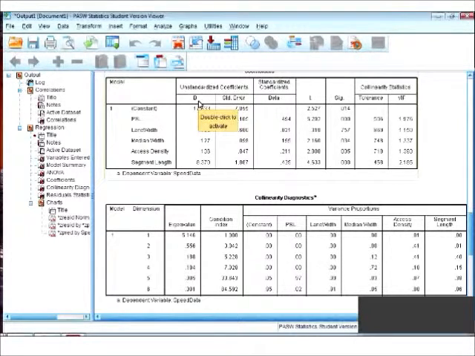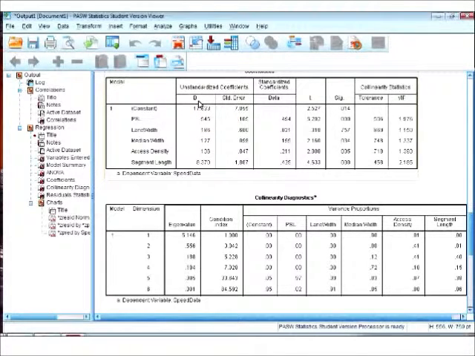And then let's come here. It gives these B values. Now let's interpret these B values. These are the beta values.